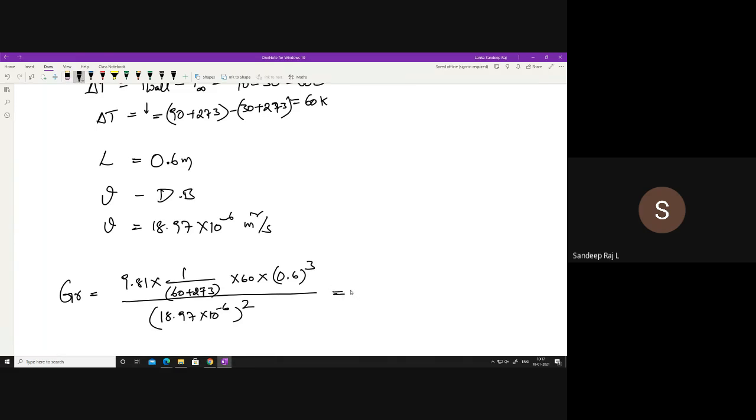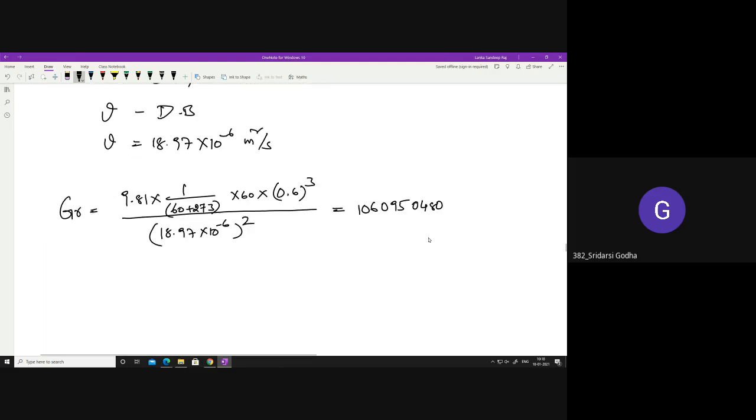Tell me what is the Grashof value? 106095480. This is the Grashof number value.